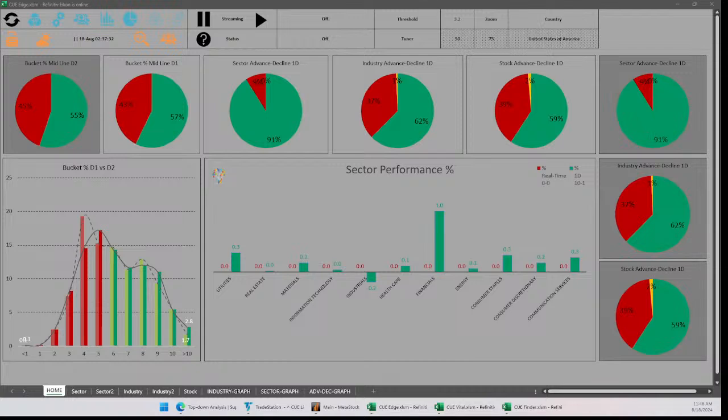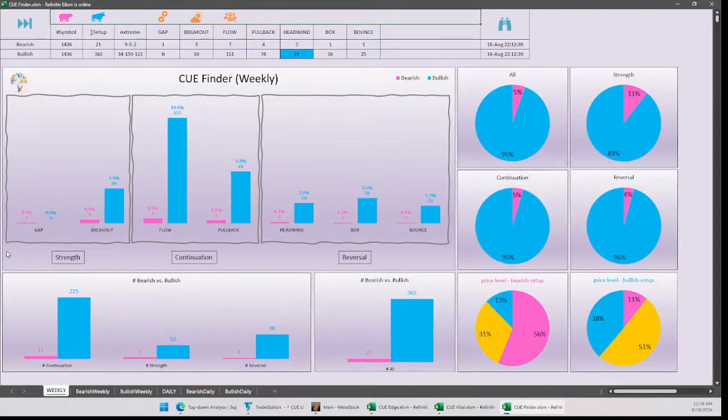What about technical breadth from Q Finder? Weekly interval. Technical breadth is bullish across the board, and here it is looking overbought. Whenever we see all the categories are at 80-90% or more together at the same time, that is an overbought condition. That is something to be cautious about.